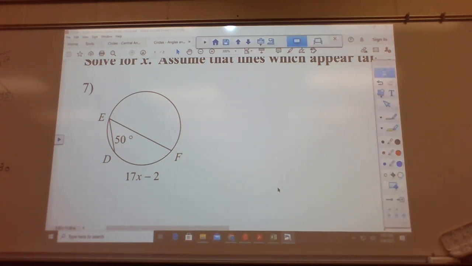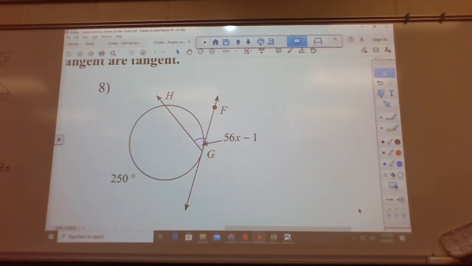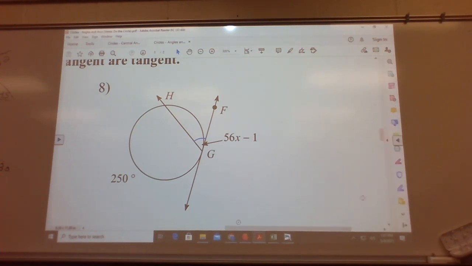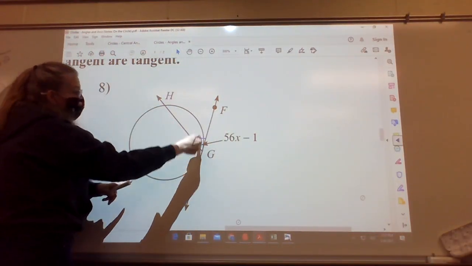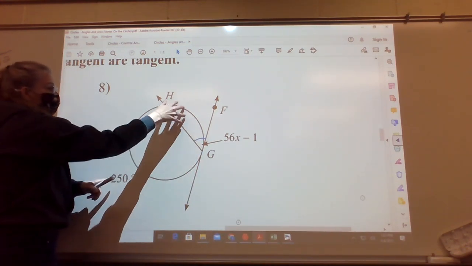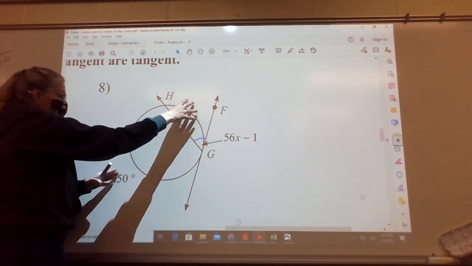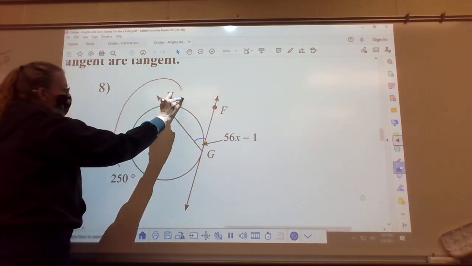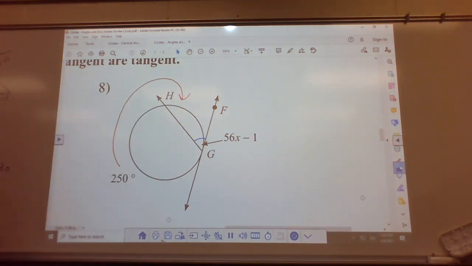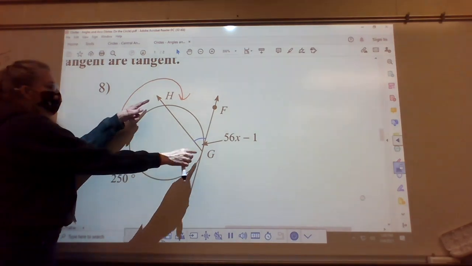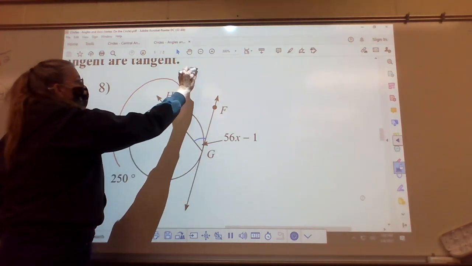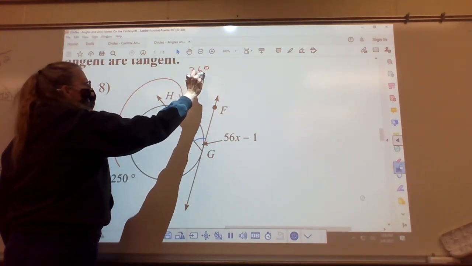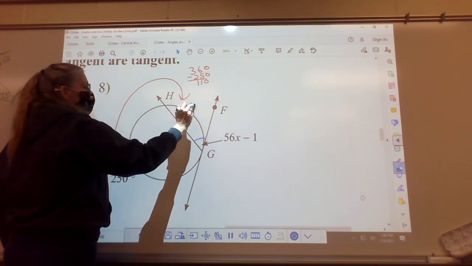And number 8. Now, number 8 takes more work. So number 8. Notice, I gave you this arc, but I gave you this angle. So they're not on the same side. The arc's on one side, the angle's on the other. So first I want to get to this side. So I got to get everything lined up first. So this arc is 250. How do I find this arc again? So 360 minus 250 is 110. So I get a 110 there.